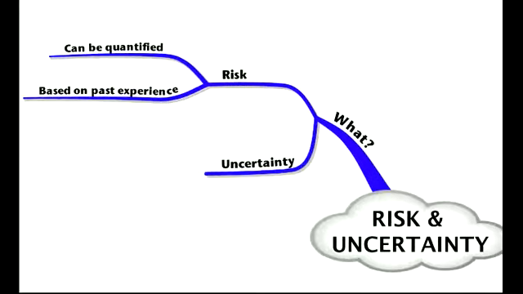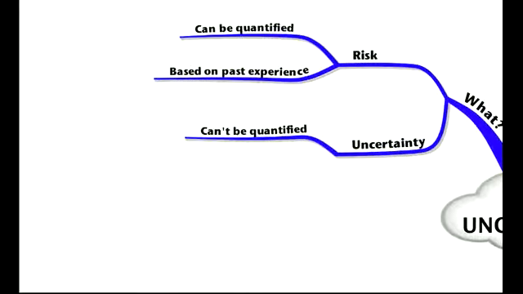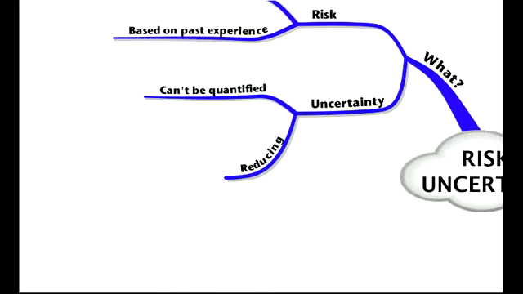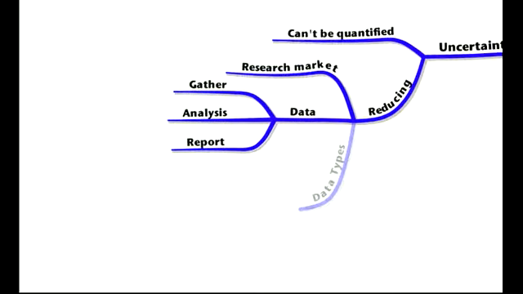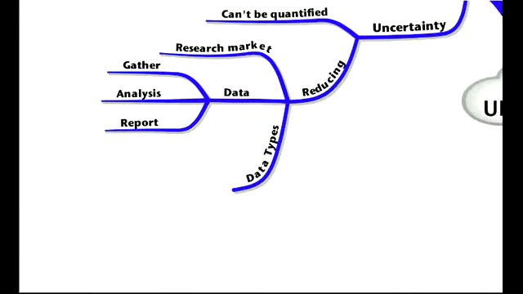When we come to uncertainty, well, it can't be quantified. So we can't quantify uncertainty. That is the difference between risk and uncertainty. You cannot quantify uncertainty. So what we have to do is try to reduce uncertainty. How do we do that? Well, we can research the market so that we know enough about it. We can gather the data, make an analysis of that data, and then we can produce a report to try and know enough about what we're going to do to reduce the uncertainty to an acceptable level.